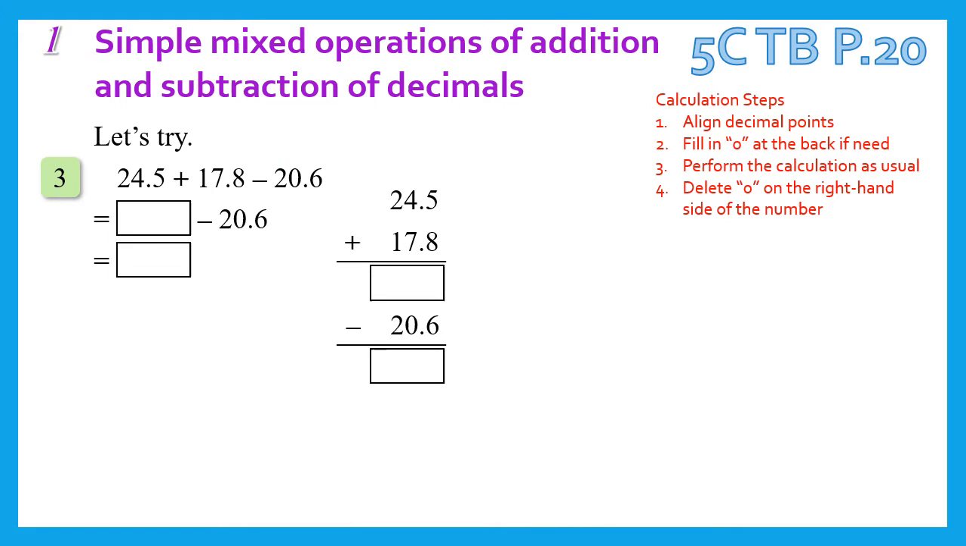Okay. Alright, if we come to question 3, after you see the number sentence here, you have to write it back in the column form. First, align the decimal point, and second, fill in the 0 if any. There is no need for this one. And then you do the calculation one by one. 5 plus 8, you should carry 1 here.